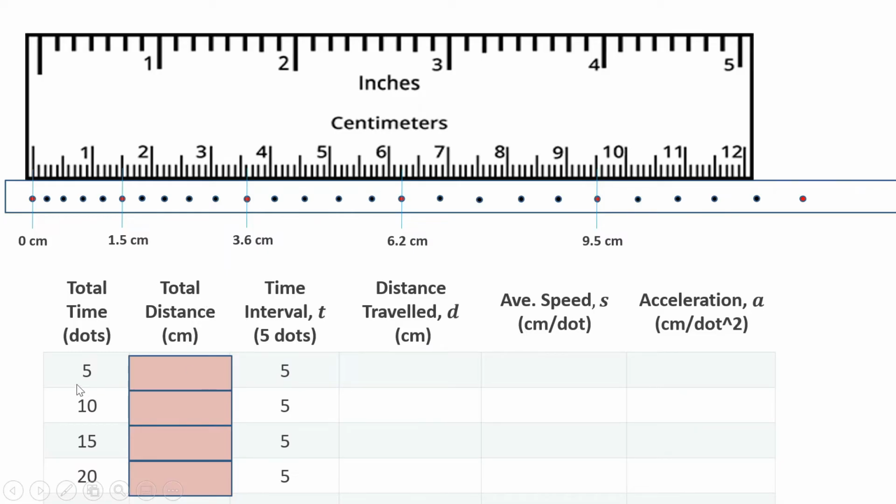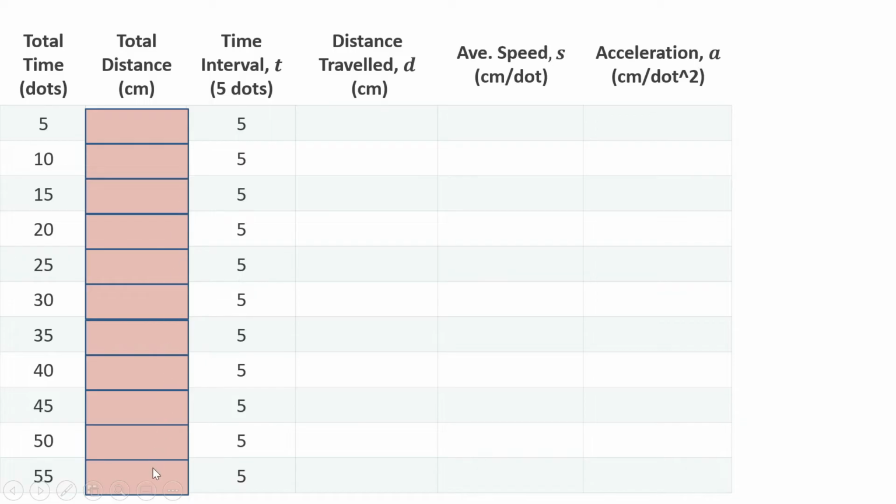So for my first 5 dots, that is 1.5 cm. For the first 10 dots, so from 0 to 10 dots, that is 3.6. From 0 to 15, that is 6.2. From 0 to 20, that is 9.5 cm. So this is how you will determine the total distance until you reach 55 dots.